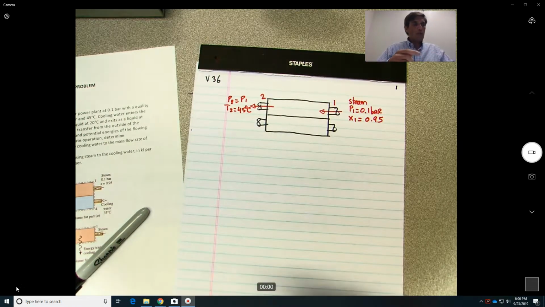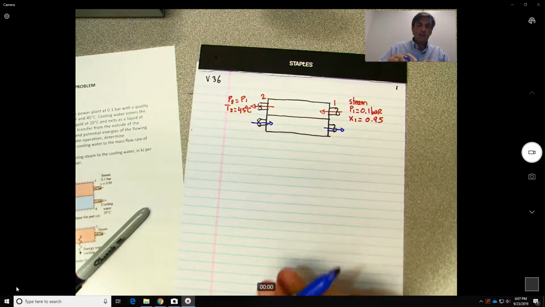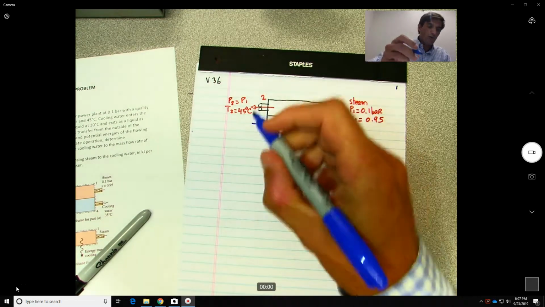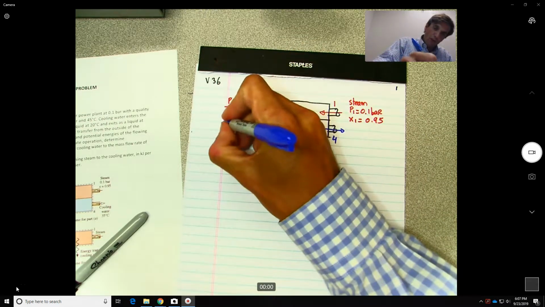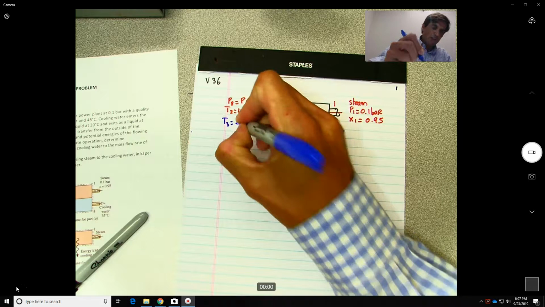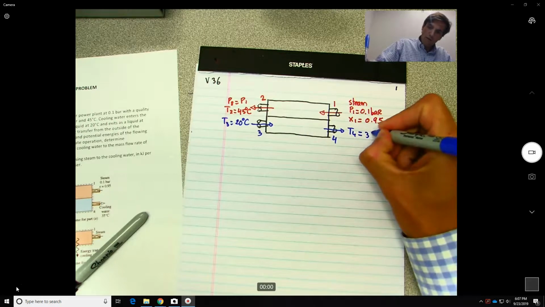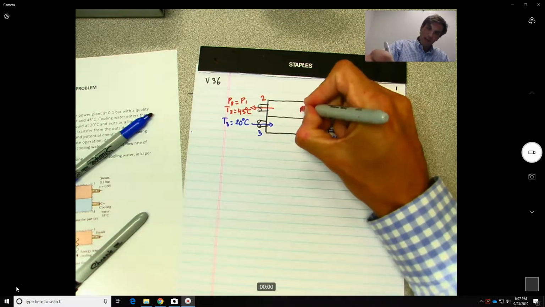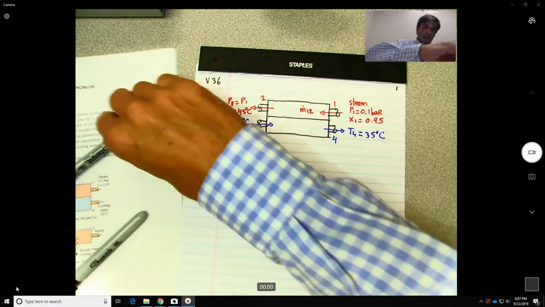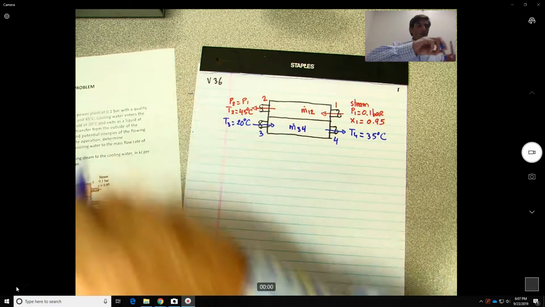And now we have the cooling water that goes in the opposite direction. That is the reason why this is known as a counterflow. So this will be 3, this will be 4. You know T3 is 20 degrees Celsius. T4 is 35 degrees Celsius. And let's say the mass flow of the fluid going inside this one will be m12, and this one will be m34. Okay.